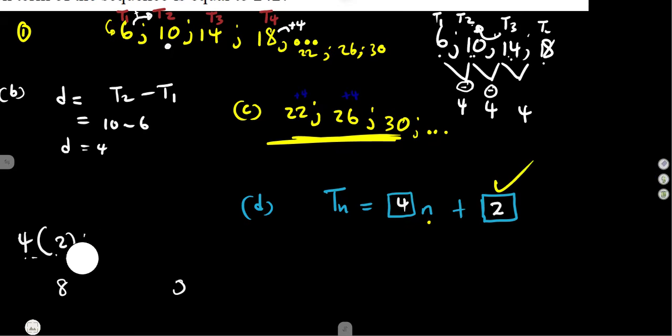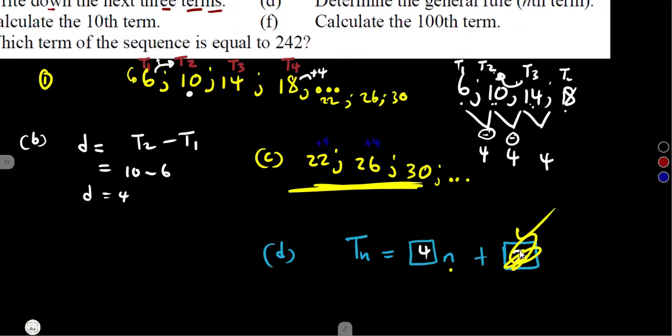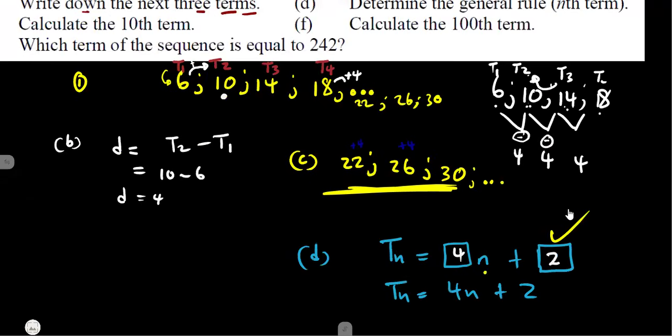So there's no need for you to write all these numbers. If you work with the first position, use the first position. If you're working with the second position, use the second position. This number will be the same for any position that you choose, so do not worry about that. So that is our general rule in this case. Our Tn is equal to 4n plus 2.